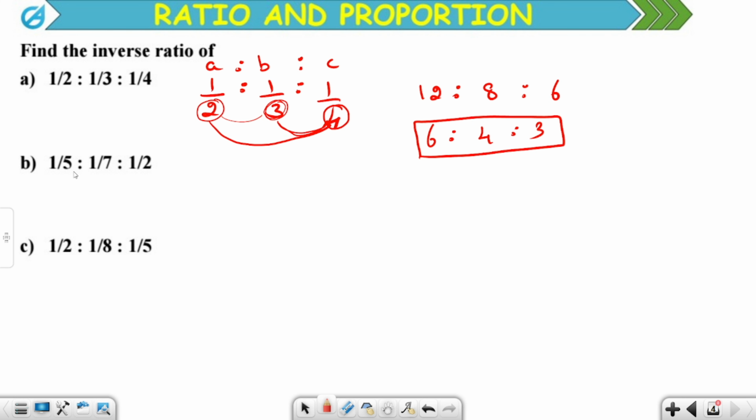Similarly, what will be the inverse ratio of 1 by 5 is to 1 by 7 is to 1 by 2? First multiply these two things, that is the ratio of A. Next, I want to multiply these two things, 5 twos, what is it? 10. So that is the ratio of B. For the third one, we have to multiply these two numbers, 5 and 7. What is the product of 5 and 7? 35. So the inverse ratio of 1 by 5, 1 by 7 and 1 by 2 is nothing but 14 is to 10 is to 35.